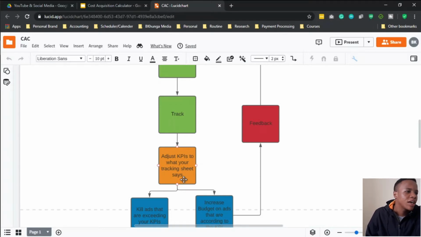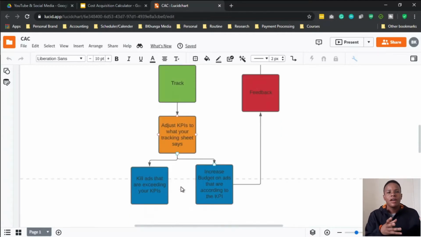But when we come in and look here, you see that after you've gone ahead and tracked all your numbers, how many customers you've gotten and how much you've spent, then you can start adjusting your KPIs to what your tracking sheet says, right? So maybe for one ad creative, the customer acquisition cost generated from that specifically is, let's say, 5,000 Rand. And maybe you create another ad, or another sort of flow, to get a customer, and that flow is getting you a customer at around 3,000 Rand.